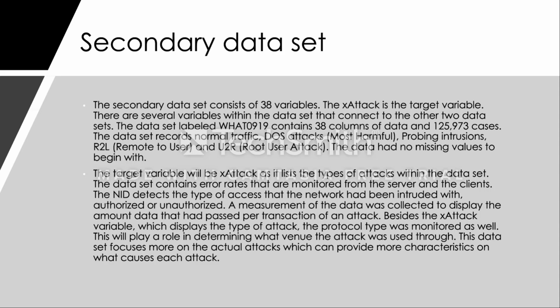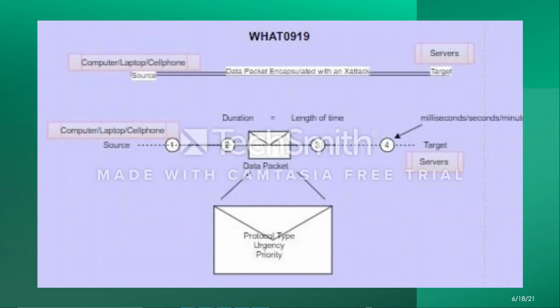The secondary dataset has a total of 38 variables and about 125,973 cases. The primary variable that we'll be using is the X attack. This dataset focuses on the data packet that was encapsulated in an attack, so it will focus on the protocol type, the urgency, and the priority of the packets themselves.